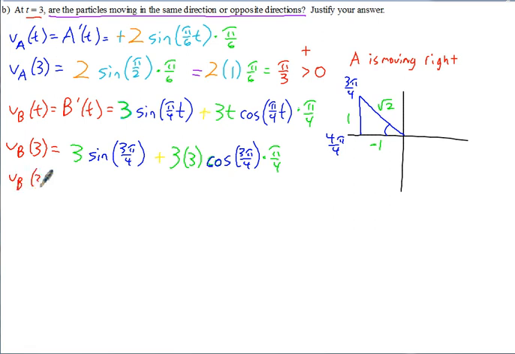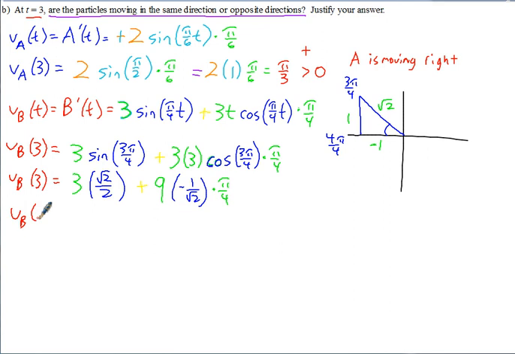So v sub b of 3 is 3 times the sine of 3 pi over 4. The sine of 3 pi over 4, sine is the opposite over the hypotenuse, so 1 over root 2, which is the same as root 2 over 2 when you simplify it. Plus 3 times 3 is 9, times the cosine of 3 pi over 4. Cosine is the adjacent over the hypotenuse, so negative 1 over root 2, and then times pi over 4. And let's just simplify this a little bit. Remember, we're just concerned whether this is positive or negative.